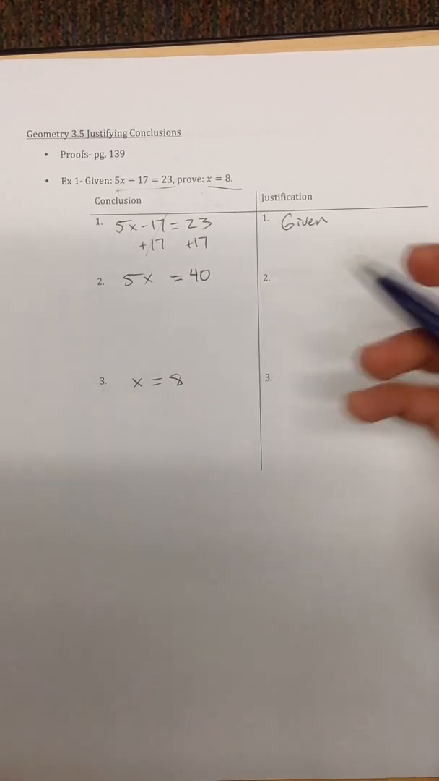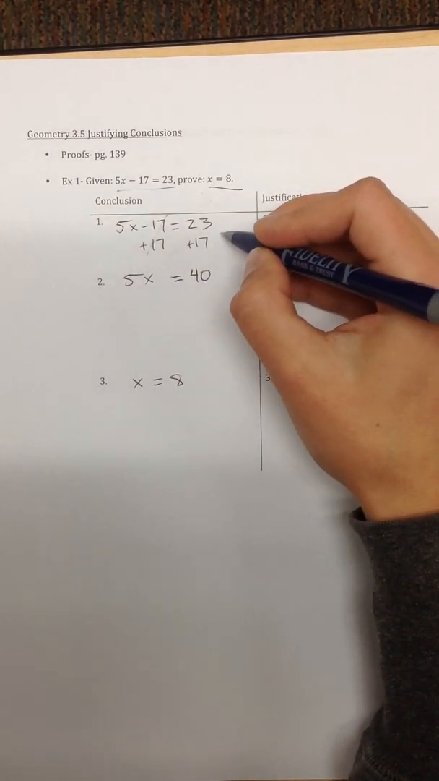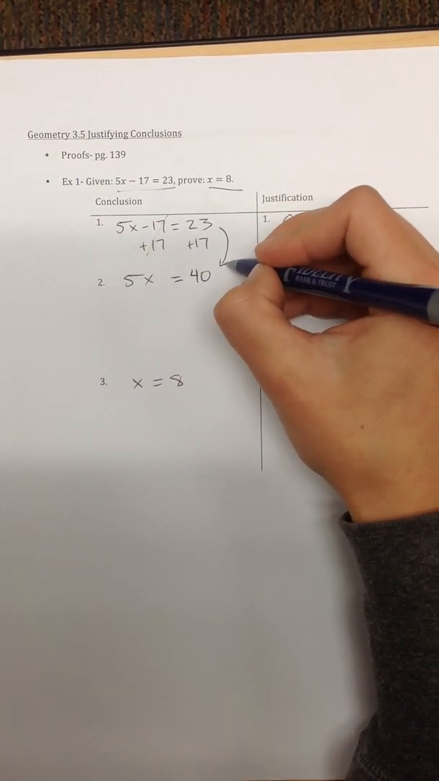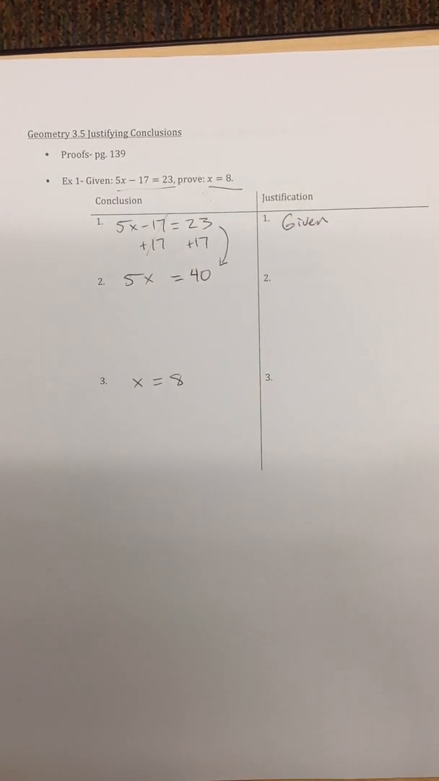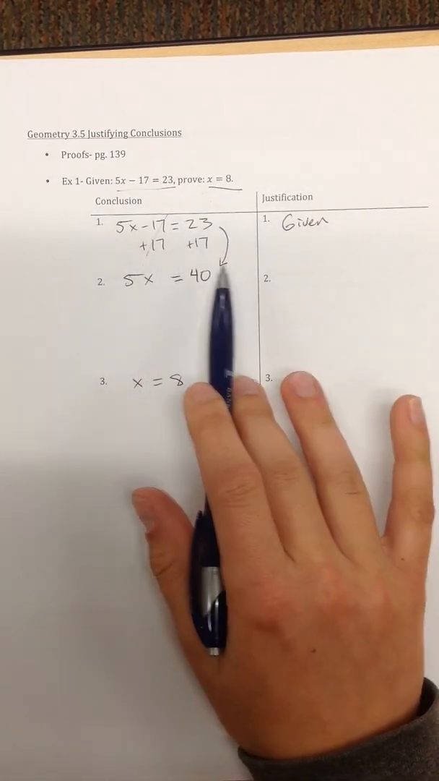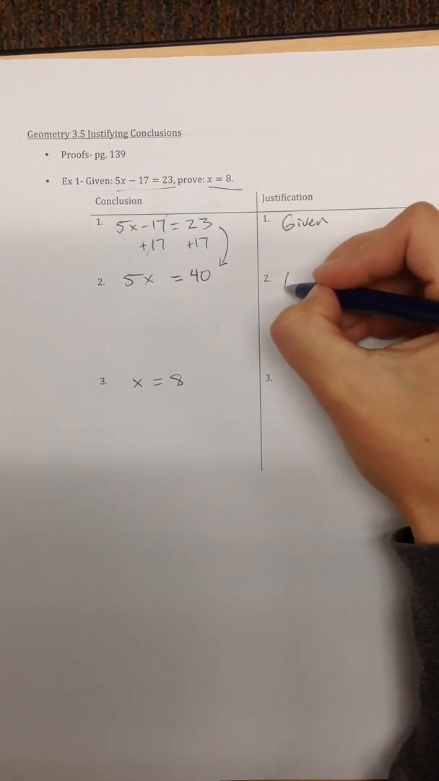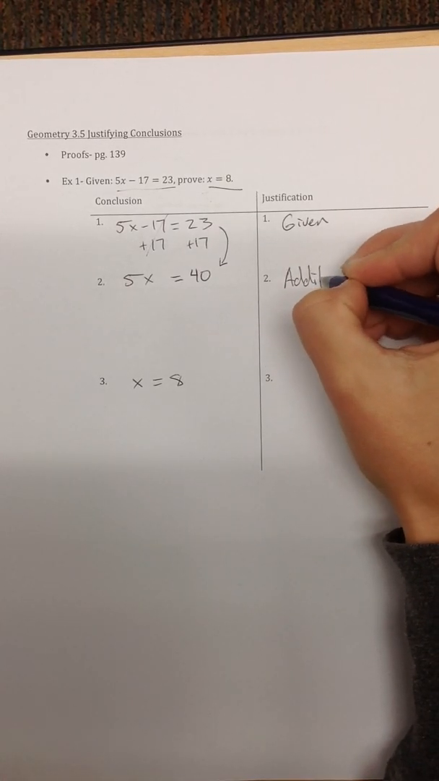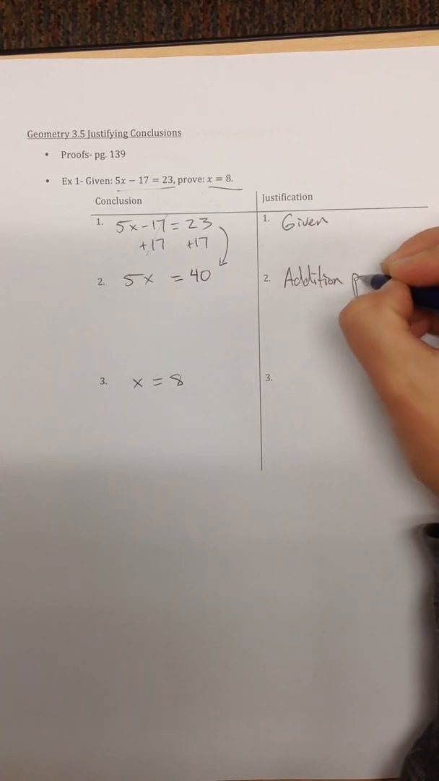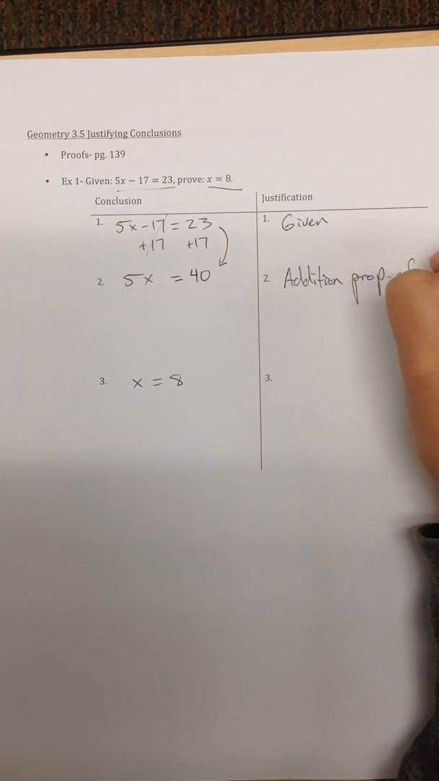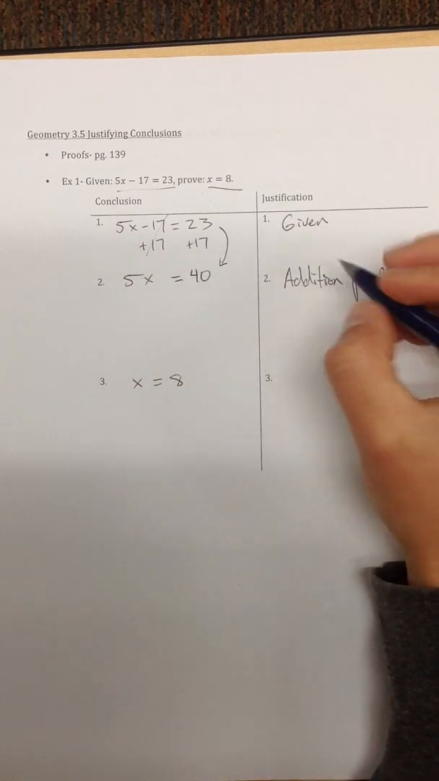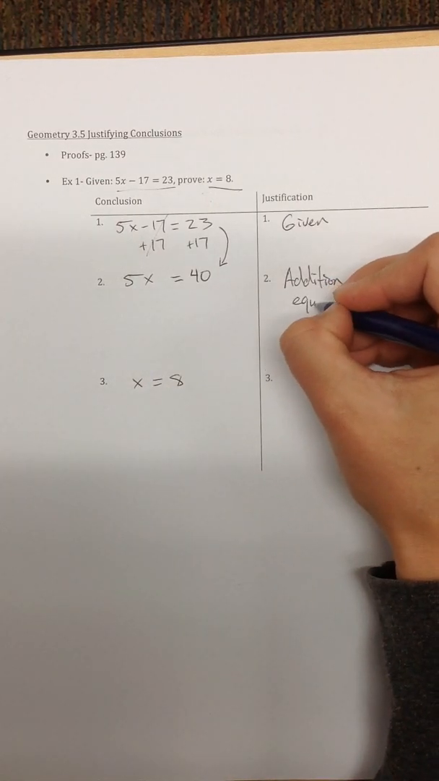Okay, so now for my justification for this, I want to figure out how I went from the first step to the second step. Okay, well if I look here, what I did was I added 17 to both sides. So adding 17 to both sides, adding the same thing to both sides of an equation, is our addition property. So this is addition property of, and then it's an equal sign there, so addition property of equality.